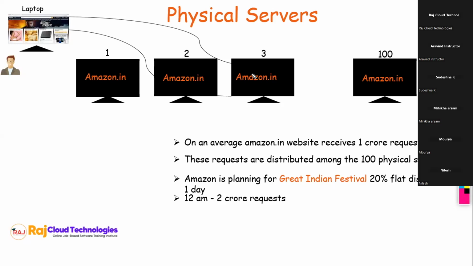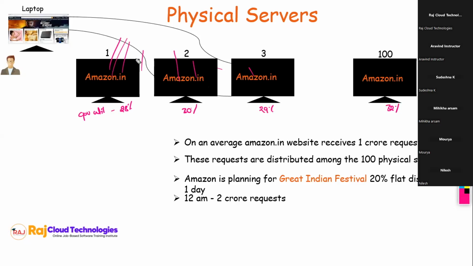Now the load on these servers has increased, because previously only 1 crore requests were distributed, but now it is 2 crore requests. That means 2 crore requests are distributed between 100 servers. So CPU utilization on each server will be like this: around 28% here, around 30% here, around 29% here, and let's say around 32% on each of the servers.